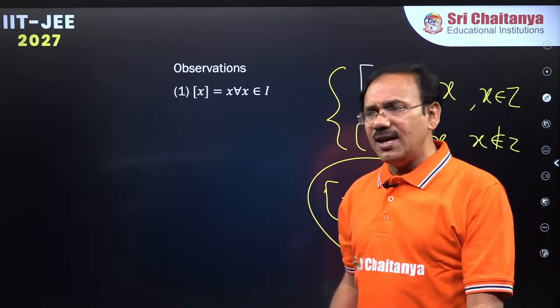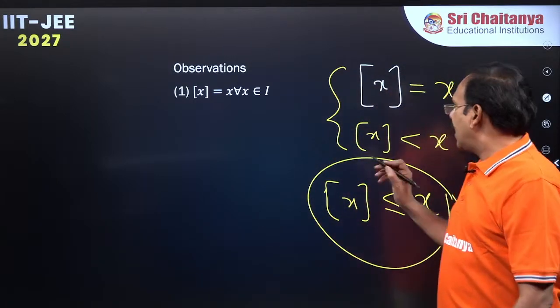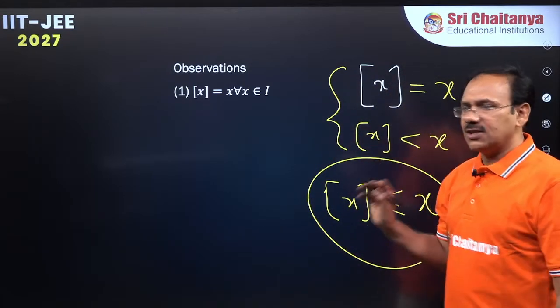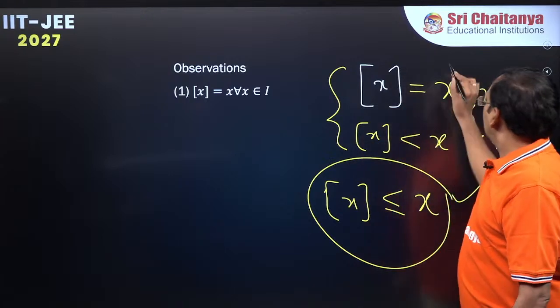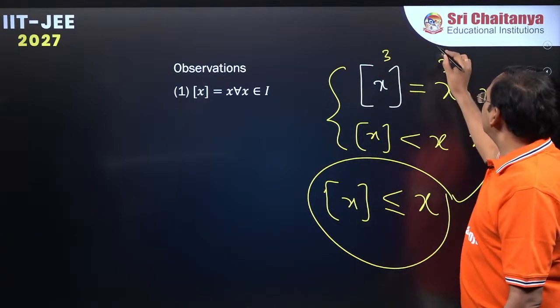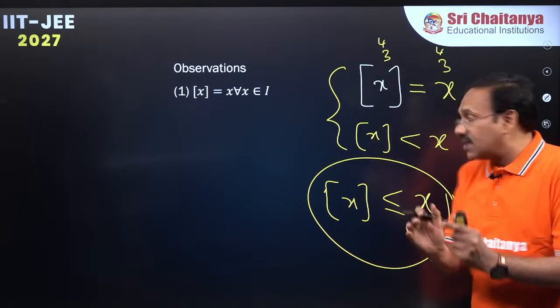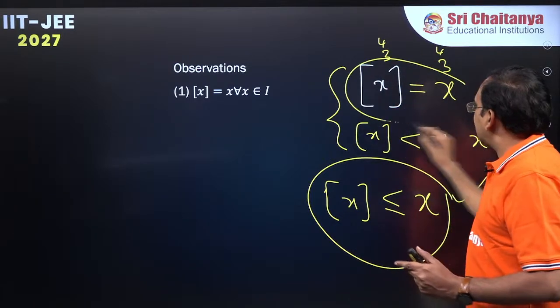Arey, when will it be equal? Let me, Prasad, let me explain. If x is integer, suppose like 3, x is 3, step x is also 3, correct? If x is 4, step x is also 4. When x is integer, step x is equal to x. Am I correct?